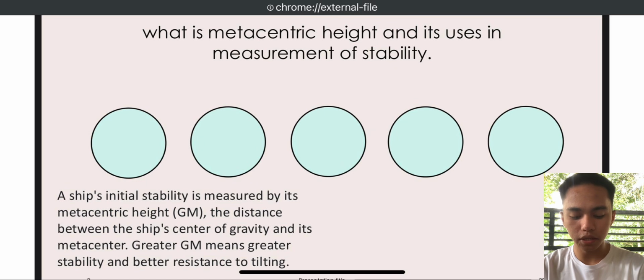What is metacentric height and its uses in the measurement of stability? A ship's initial stability is measured by its metacentric height, the distance between the ship's center of gravity and its metacenter. Greater GM means greater stability and better resistance to tilting.